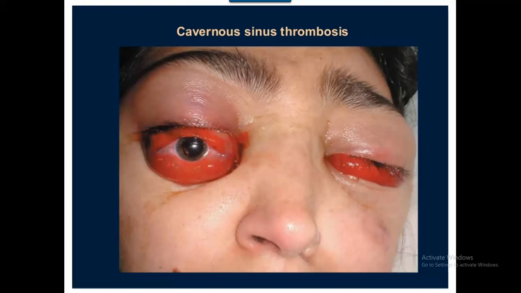Now, for your interest, what is this case? This case is a cavernous sinus thrombosis. It is very dangerous and interesting. So, accordingly, we need to study what a cavernous sinus thrombosis is and how it occurs.